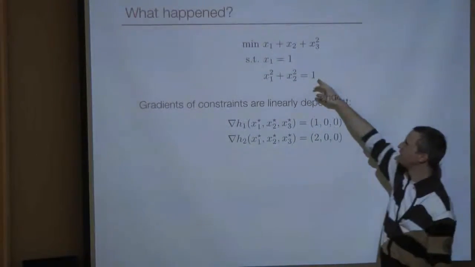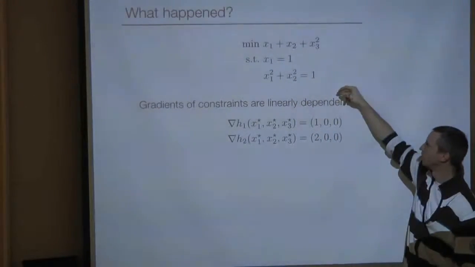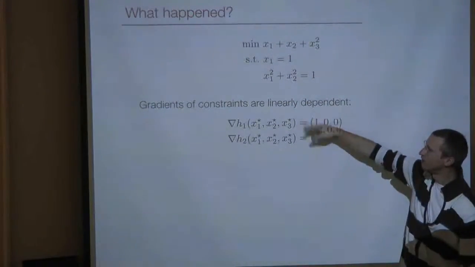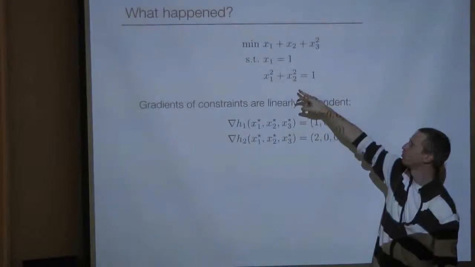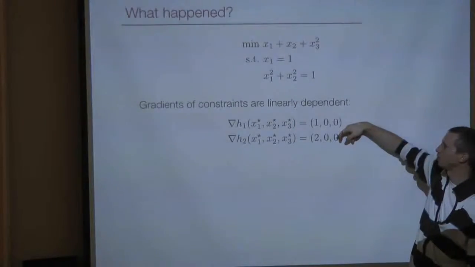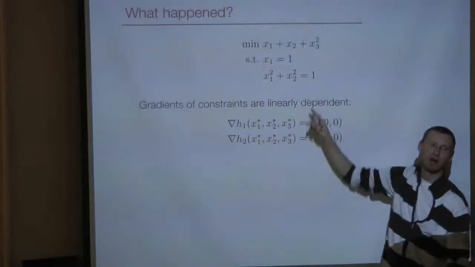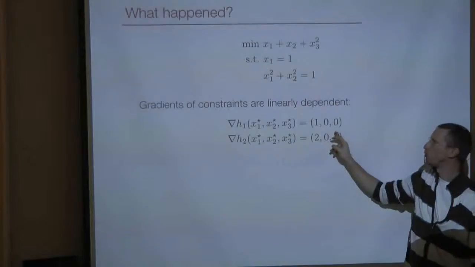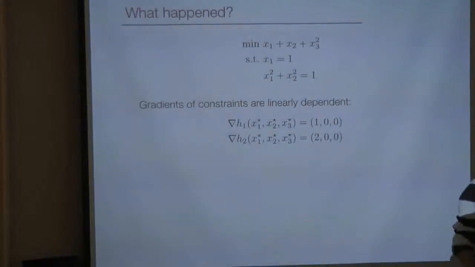The gradient of this guy is 2x1 plus, the gradient at the optimum, so it's 2x1 plus 2x2 optimal plus 0 times x3. But we know that x2 optimal is 0. Okay? So the gradient of the constraints at the optimal solutions are what? What is suspicious about these two vectors? They have a property which ruins the application of the Lagrange method.